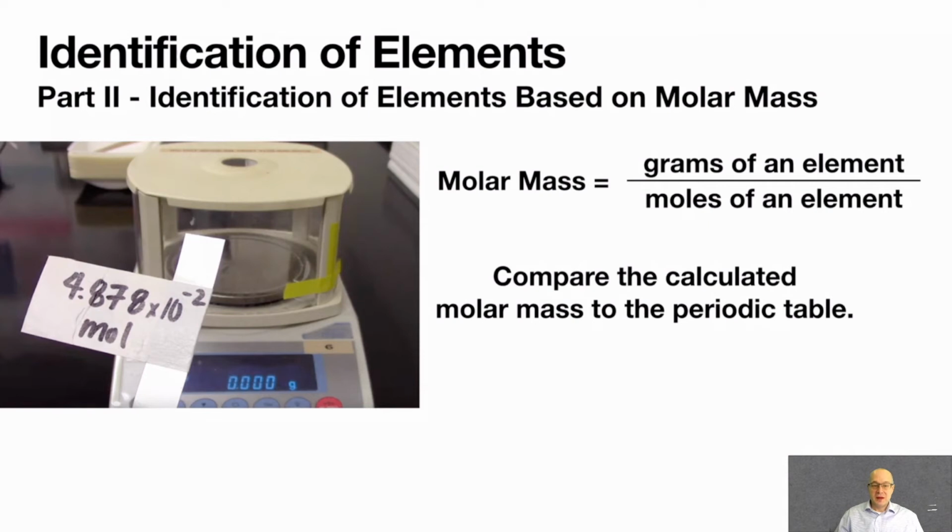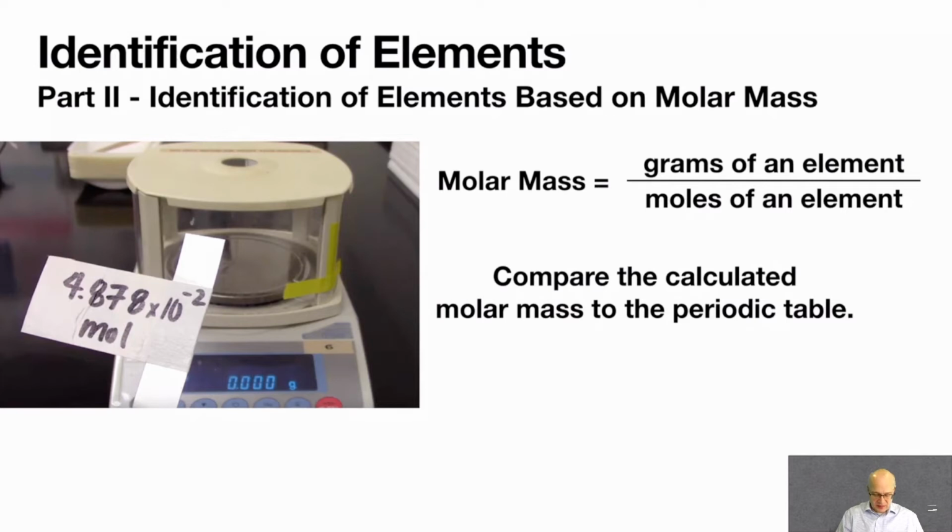Part 2, identification of elements based on molar mass. Today we're just going to do a quick calculation. It's not hard. It's very simple. In the video, I'm going to have a piece of metal very similar to this one. Written on a flag on that piece of metal is the number of moles. You're going to want to write that number down, not my number right now, but the one you see when you watch the video.